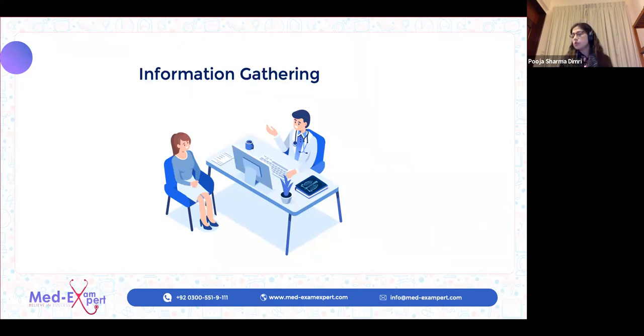Information gathering also, when you're talking about investigations, so when you say I want to do these particular investigations, if you have named the correct investigation, then the examiner will give you the information in the form of the investigation report. So it's important for you to say that I want to do this.